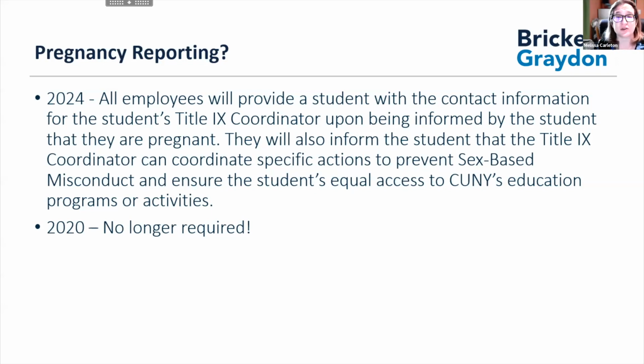In 2024, you may remember getting trained that all employees had to provide information to students. As soon as they found out they were pregnant, they had to either provide a notice of their rights, or they had to immediately contact the Title IX coordinator upon being informed by the student that they were pregnant. I always thought this was a little bit of an odd situation. It's like, hey, guess what, professor? I'm so excited, I'm pregnant. Well, here is your notice that I am mandatorily required to give you, right? So now you can just go back to being happy for people.